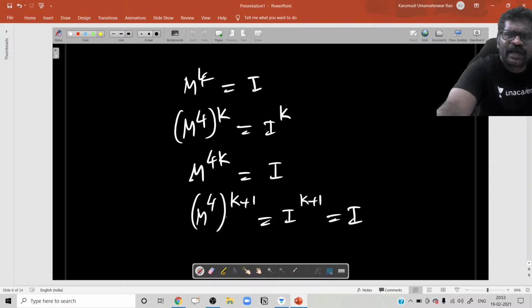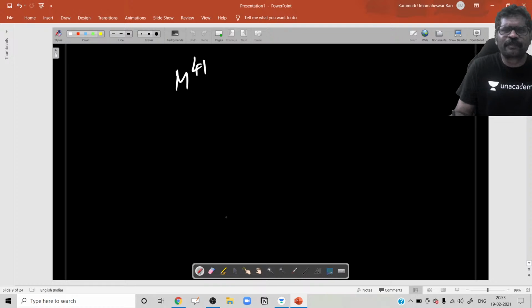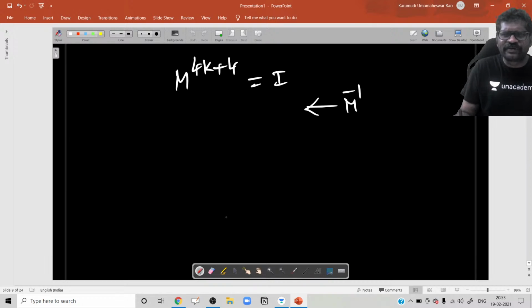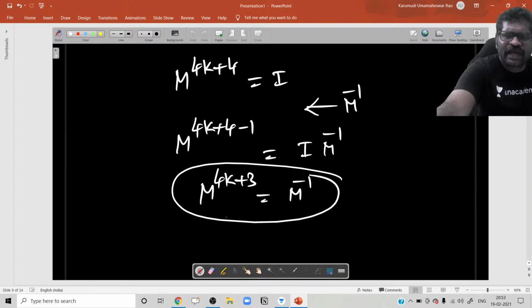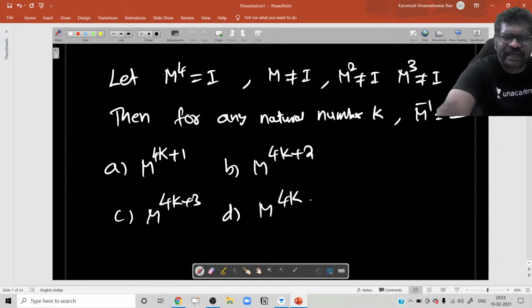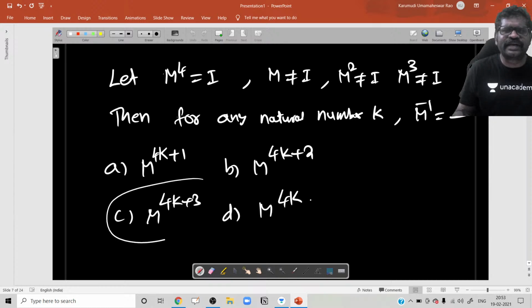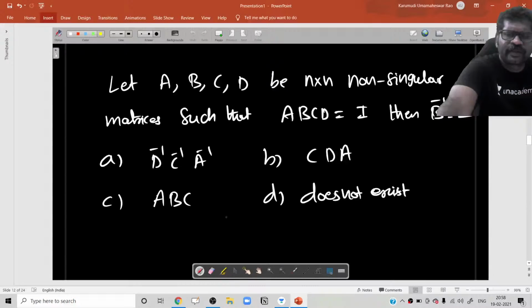Continuation. M power 4k plus 4 equal to I. Now multiply with M inverse from left: M power 4k plus 4 minus 1 equal to I into M inverse. Now M power 4k plus 3 equal to M inverse. So the correct answer is M power 4k plus 3. Third option is correct in this problem.